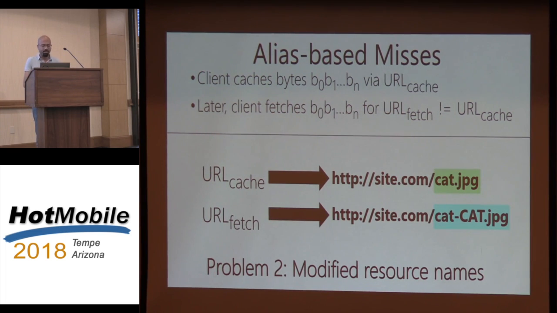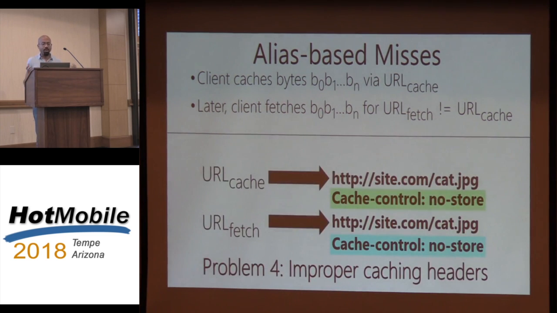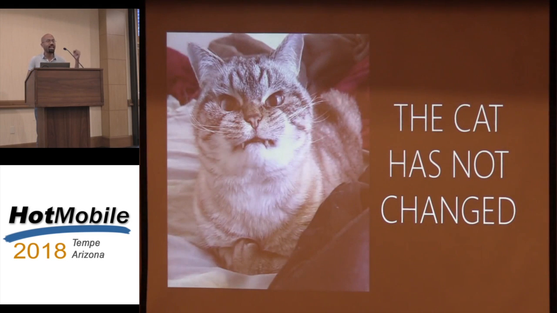And you can imagine other types of misses as well. So for example, two URLs might differ only by their query string. As it turns out, web servers oftentimes return the same content regardless of what the query string is. And you can also imagine a problem with improper caching headers. So the server might say that an object is not cacheable even though it doesn't really change over time. So the key point in all of these examples is that the cat has not changed. Okay? So browsers are fetching objects that they shouldn't have to fetch.